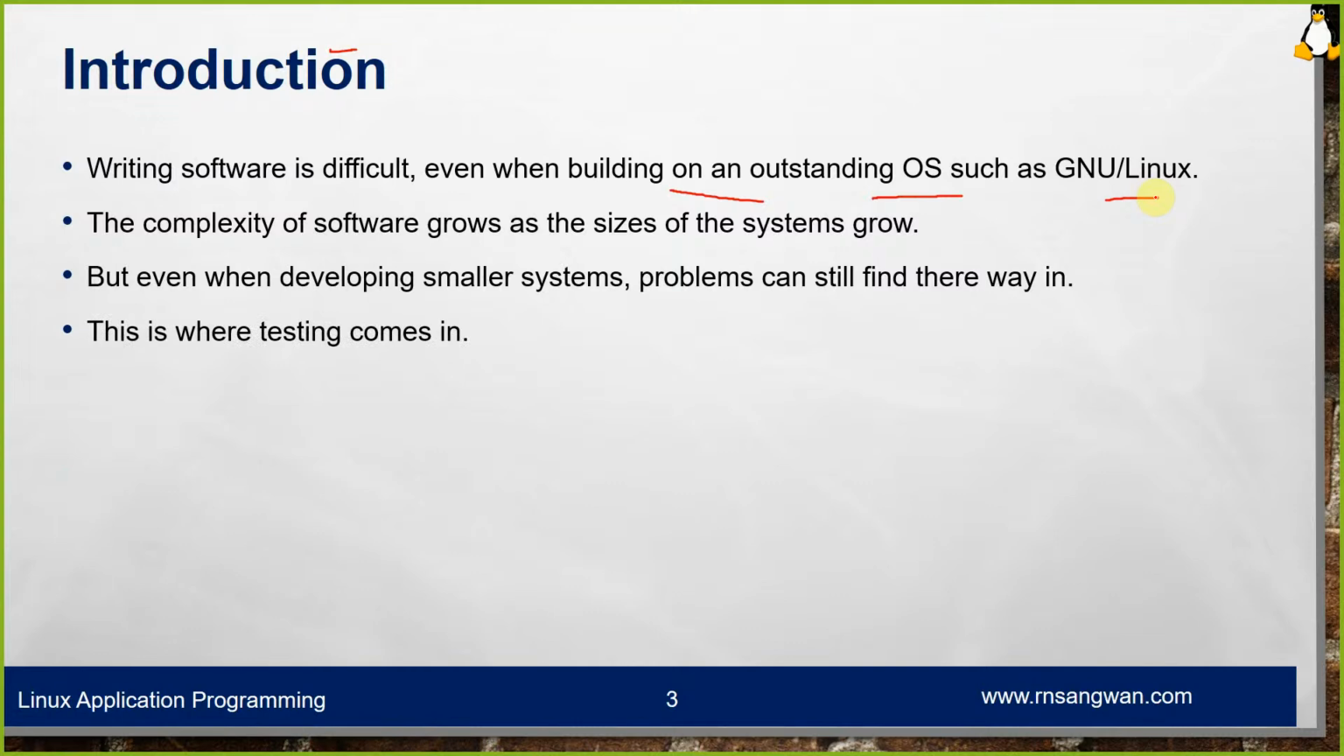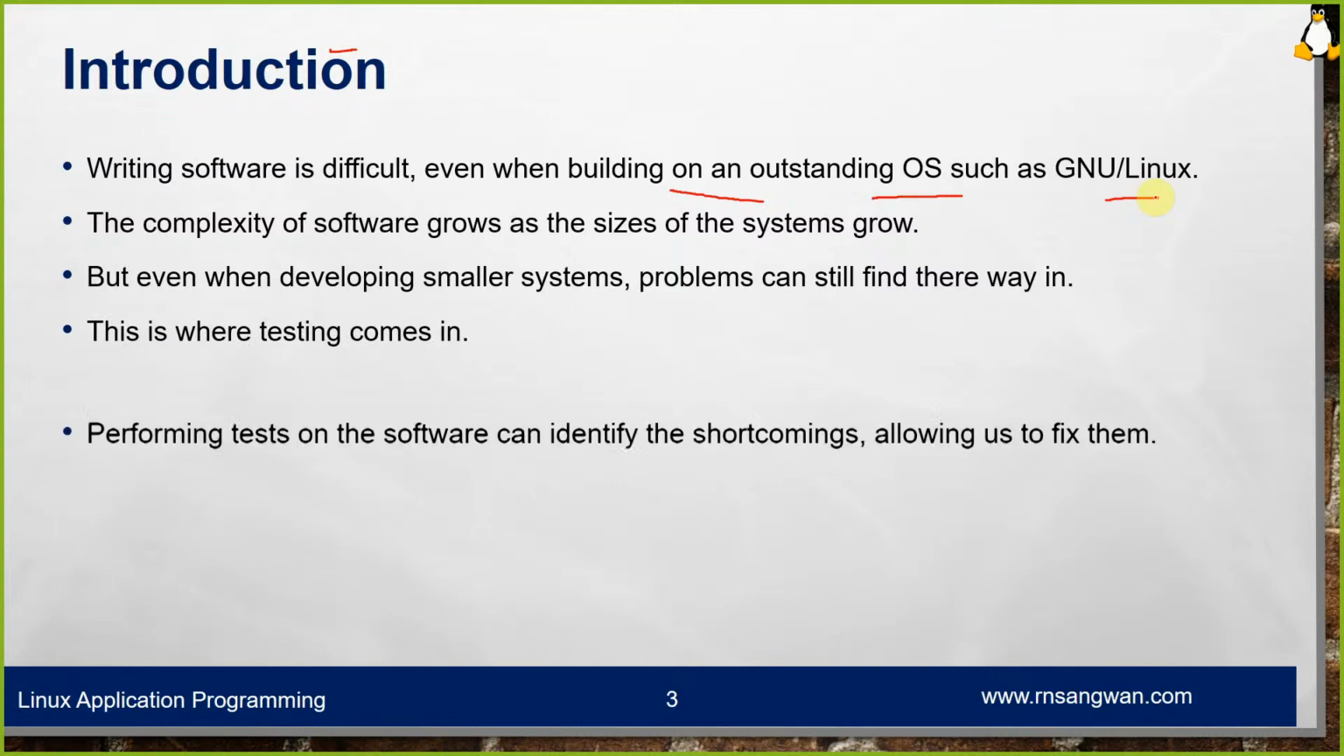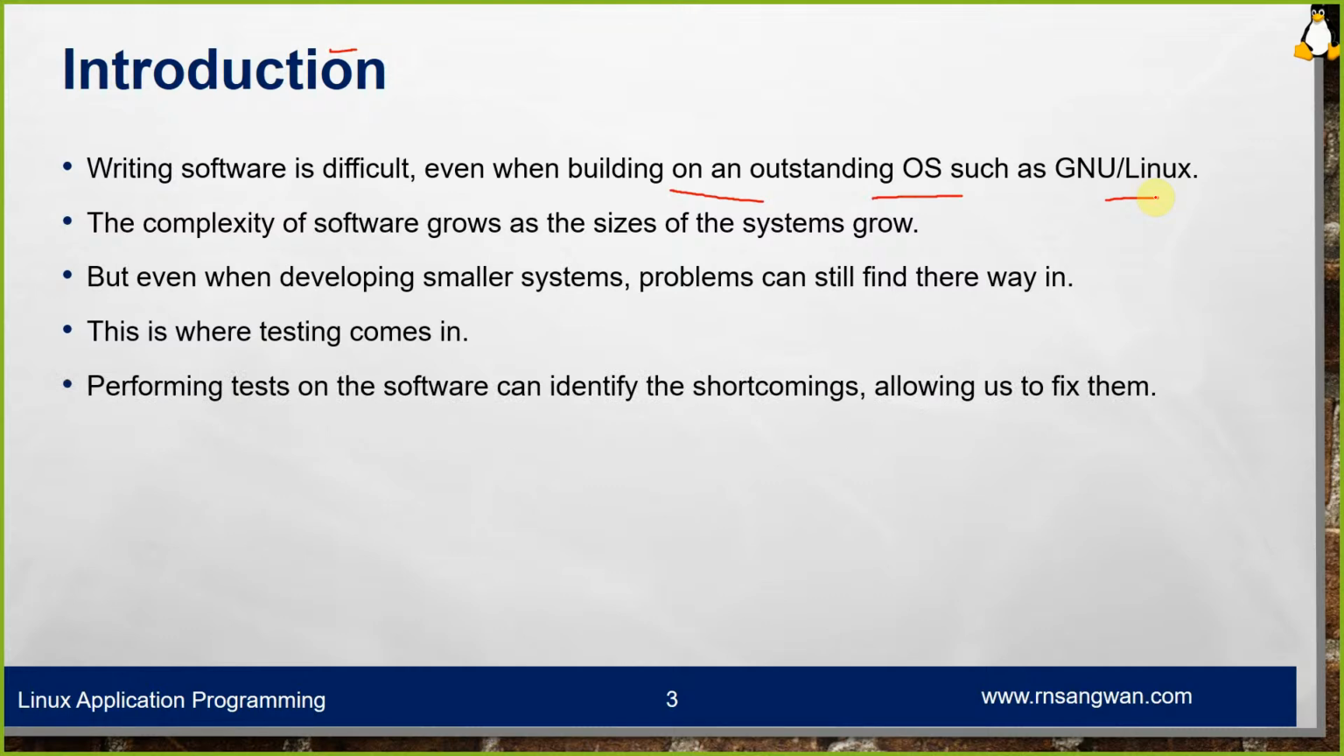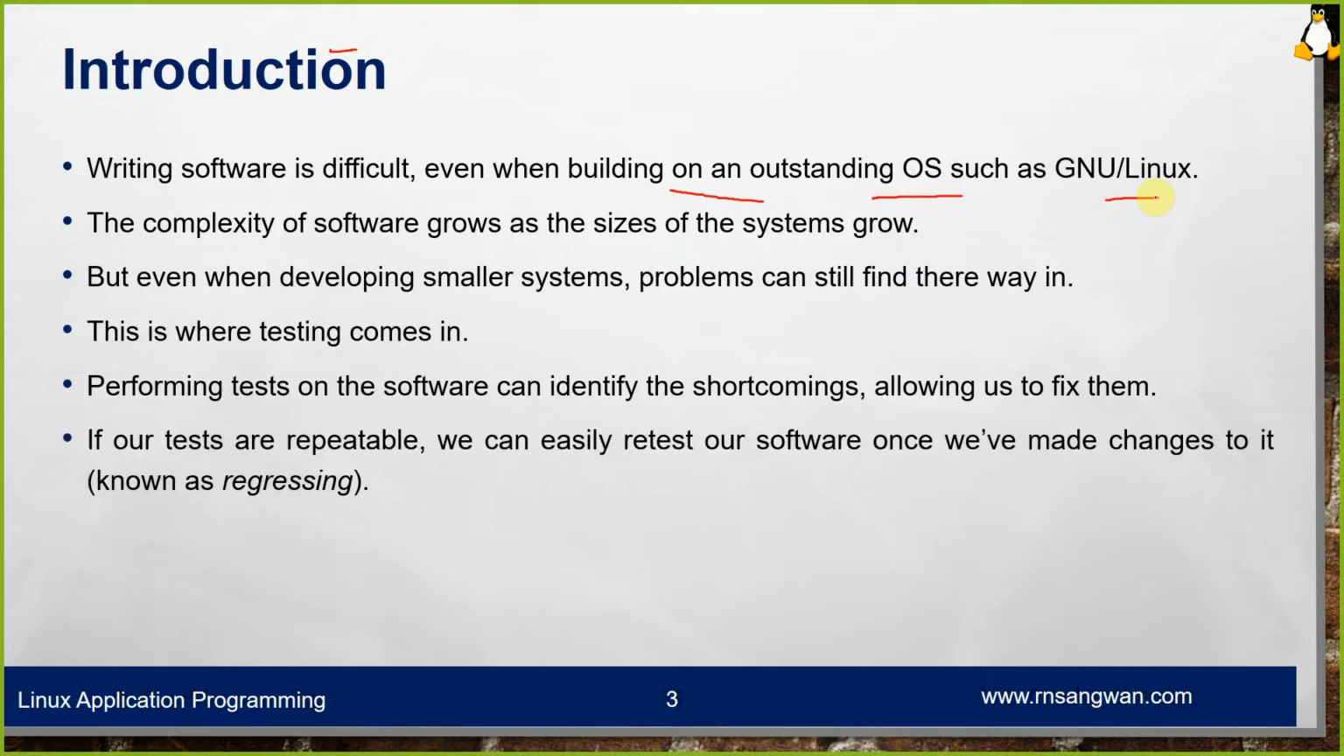This is where testing comes in. Performing tests on software can identify shortcomings, allowing us to fix them. If our tests are repeatable, we can easily retest our software once we have made changes to it. That's called regression testing. That means testing the software after making some changes to the software.